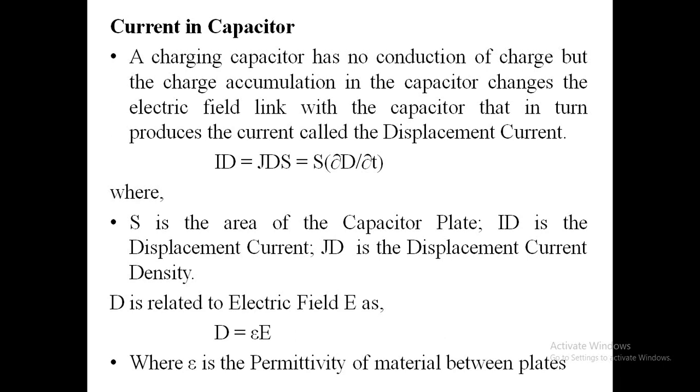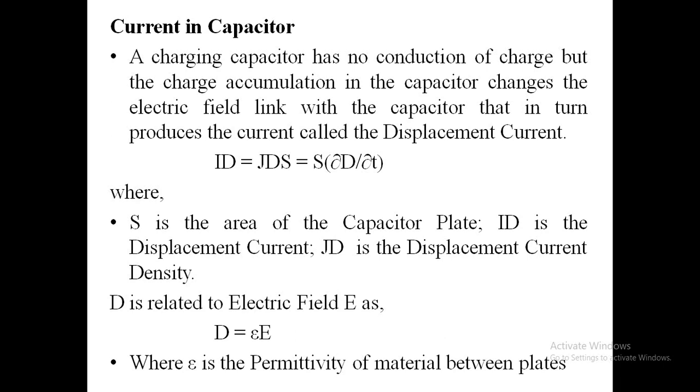Current in a conductor. Current in a capacitor. A charging capacitor has no conduction of charge, but the charge accumulation in the capacitor changes the electric field linked with the capacitor that in turn produces the current called the displacement current. It is given as I_D is equal to J_D into S, where S is the area of the capacitor plate and I_D is the displacement current and J_D is the displacement current density.